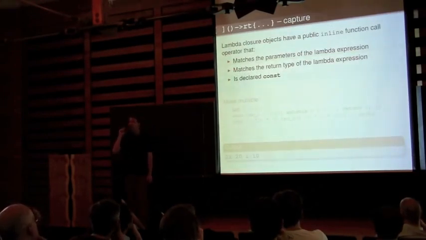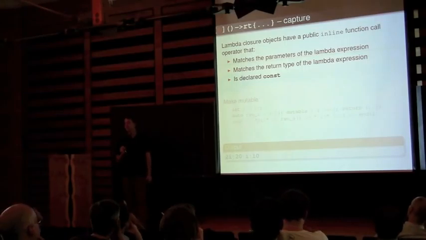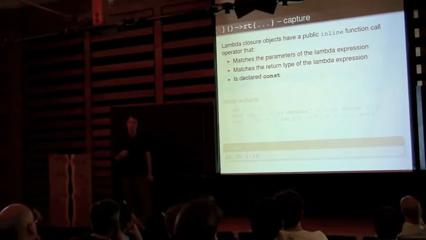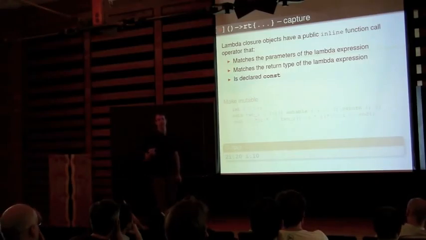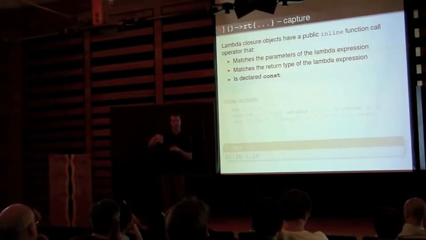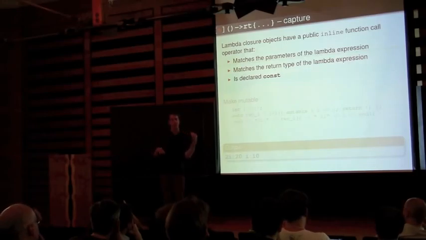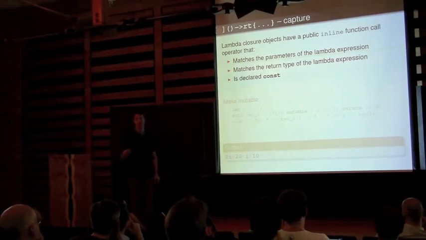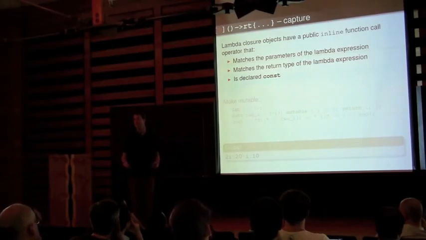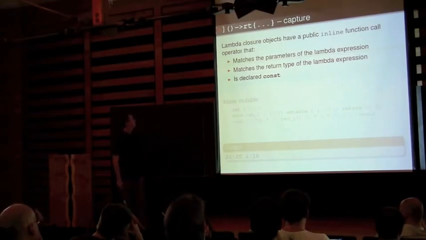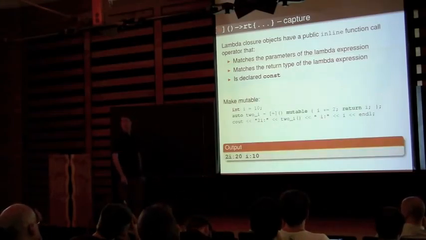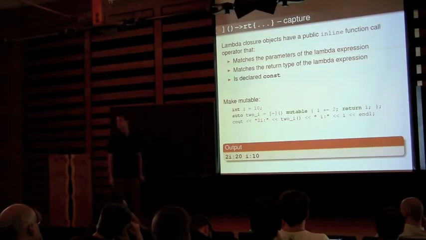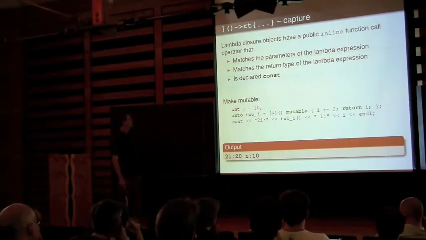Closure objects have an inline function call operator that has a signature with the parameters that match the lambda expression, and the return type that matches the lambda expression, and it's const. And so we can't just go around doing this, which is really the behavior you want most of the time. When you capture something by value, you kind of want it to be that value. But if you insist that it's not, you can go ahead and use mutable. Now we do whatever we want.